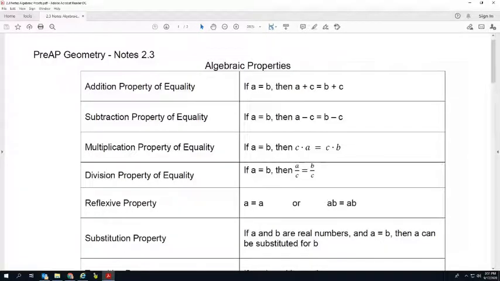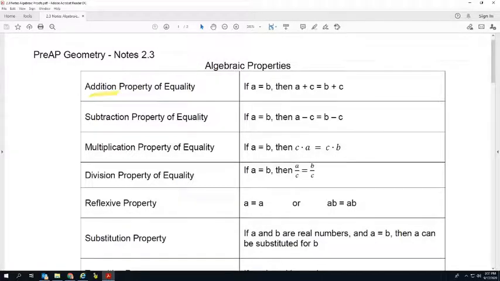Hello y'all, we are going to do notes today over algebraic properties. You've learned most of these throughout the years in either elementary school or middle school math or maybe even algebra. So we're going to talk about those today. The first property that we're going to talk about is addition.